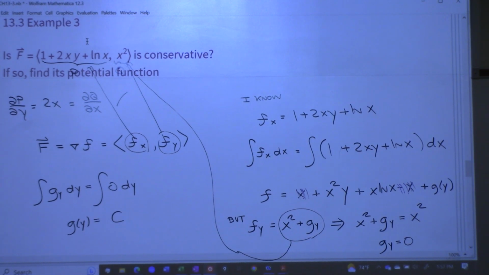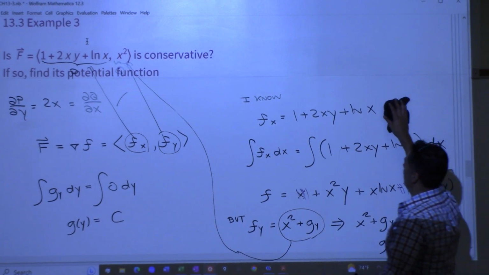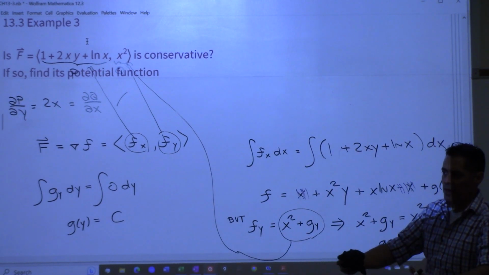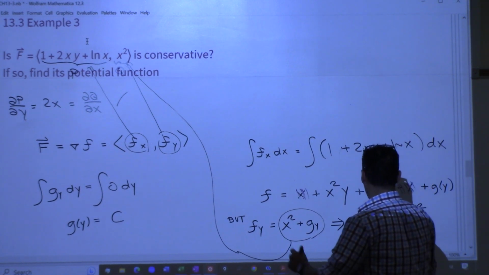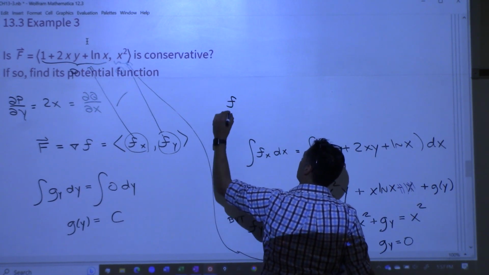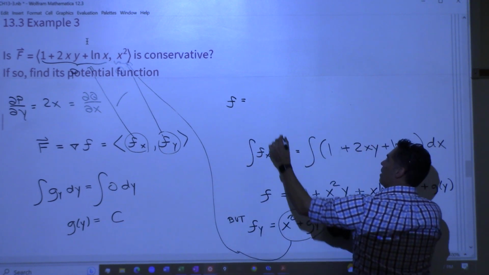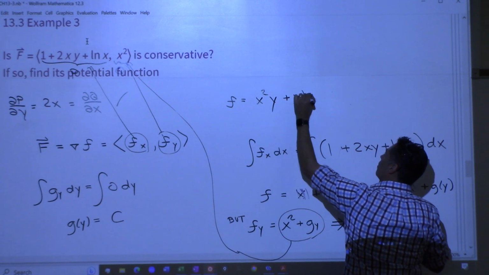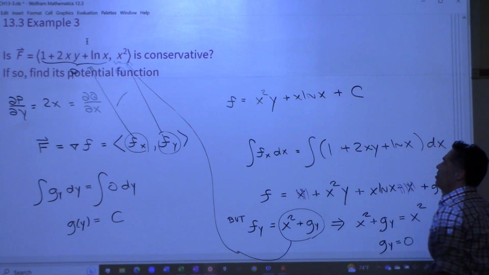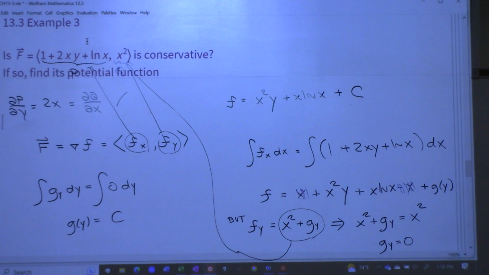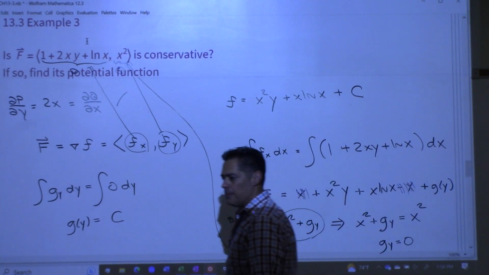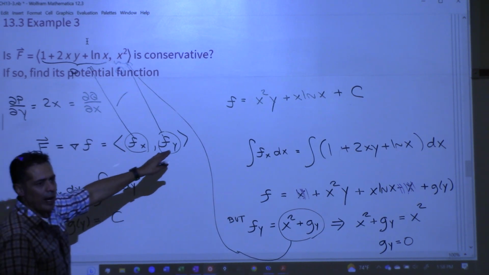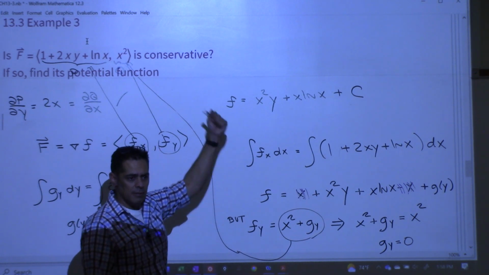So I'm ready for a final answer, my potential function. The potential function is the one that creates the conservative vector field. My potential function f is equal to x squared y plus x ln x plus any constant. So I could put 0 there if I want, or I could put 1 or 2 or whatever I want. There it is. You can check your answer, can't you? If I take the gradient of this, I should get that field.